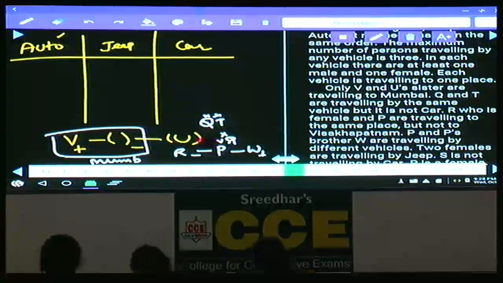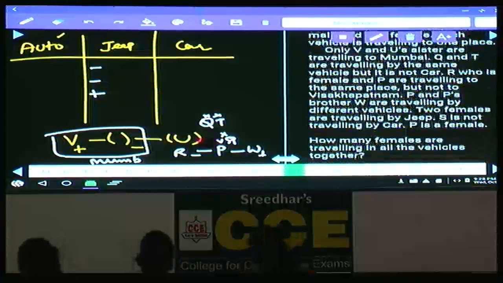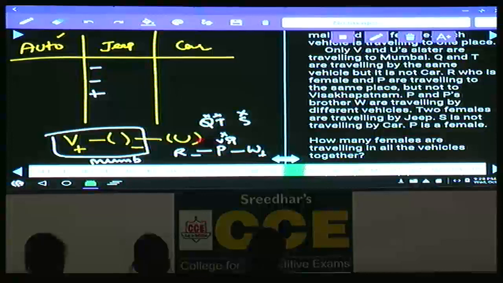Two females are traveling by jeep. As two females are traveling by jeep, there must be two females and one male traveling by jeep. Three persons are traveling by jeep. And next one, S is not traveling by car. Now S is not traveling by car and P is a female. This is the information we have.